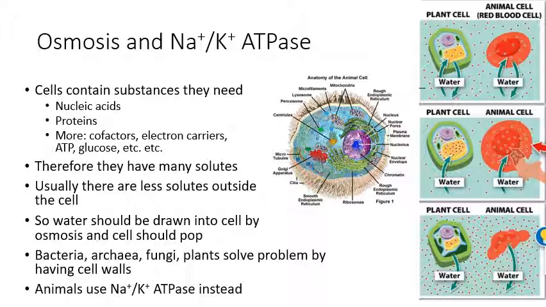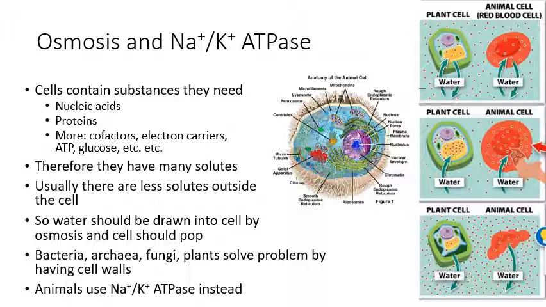Most forms of life have cell walls to solve that problem. So bacteria, archaea, fungi, and plants all have cell walls around their cells. If they are in a hypotonic environment, which they usually are, water is going to enter the cell by osmosis and the cell is going to swell up, but it can only get as big as its cell wall. It can't get bigger than the cell wall because the cell wall is really strong and it's not going to expand. So they're prevented from popping.